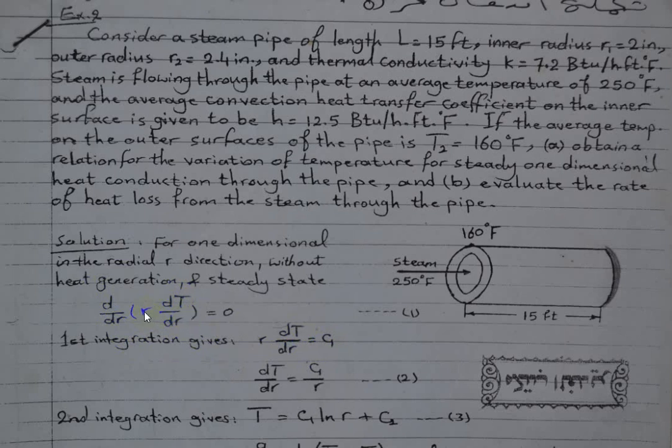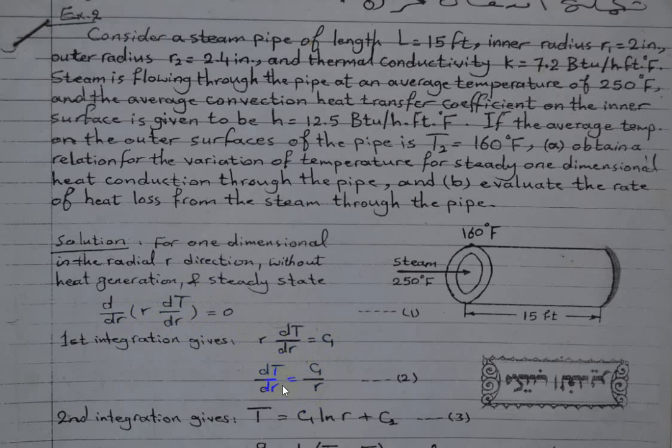Here only the term between the brackets, r dT/dr, is taken, because the term d/dr will be integrated. The integration of the differentiation are reversal processes to each other. So the entire bracket-bounded term r dT/dr will be considered equal to C1. C1 is the first constant of integration.